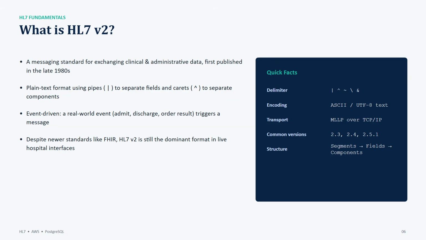Let's demystify HL7 version 2. It's a messaging standard from the late 80s, and instead of JSON or XML, it uses plain text with pipes to separate fields and carets to separate subcomponents inside a field. It's event driven. A patient gets admitted, that's an event, and it triggers a message. And even though FHIR gets all the hype today, HL7 v2 is still what's actually running in most hospital interfaces right now, usually sent over a protocol called MLLP on top of plain TCP.